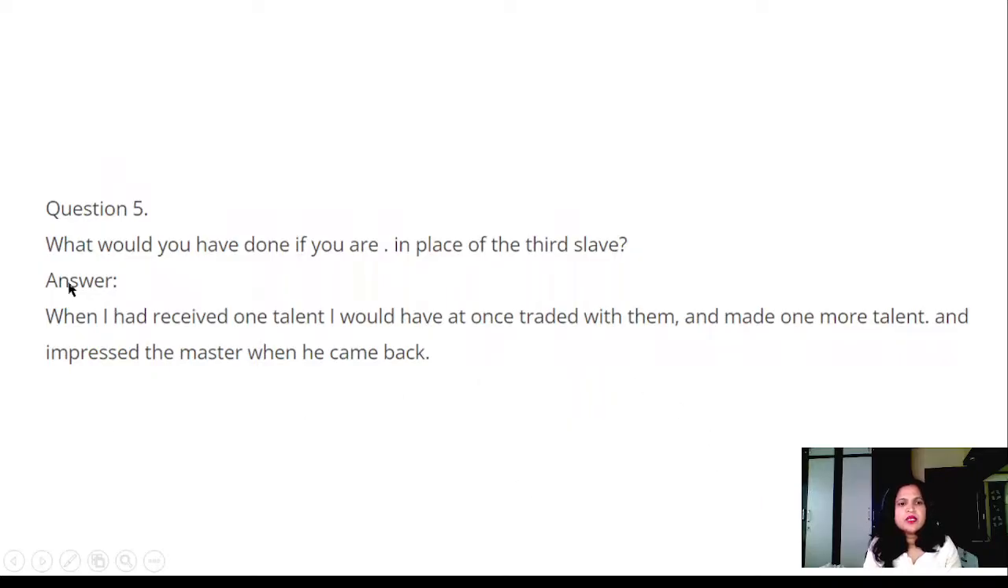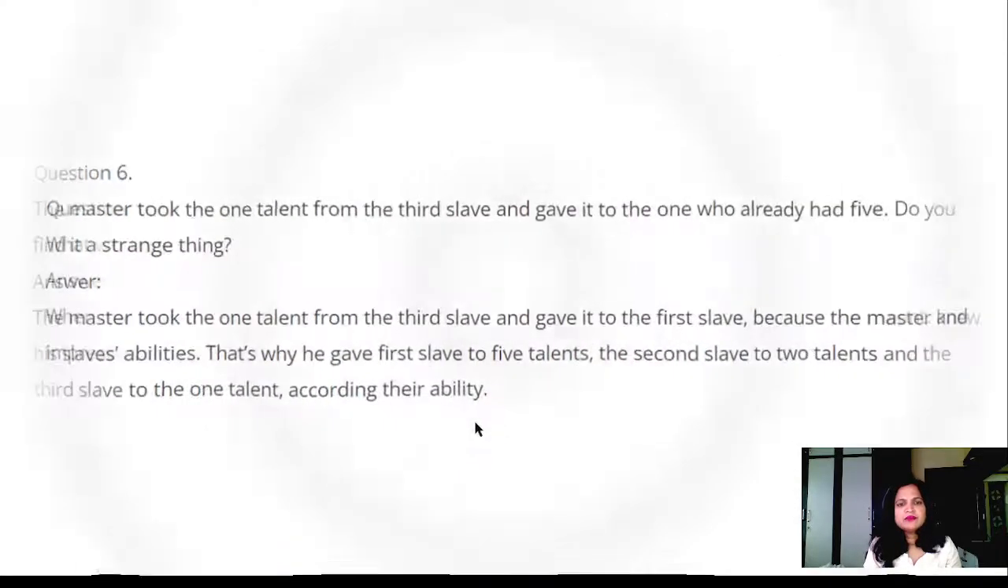Question number 5. What would you have done if you were in place of the third slave? Answer. When I had received one talent, I would have at once traded with it and made one more talent, and impressed the master when he came back.